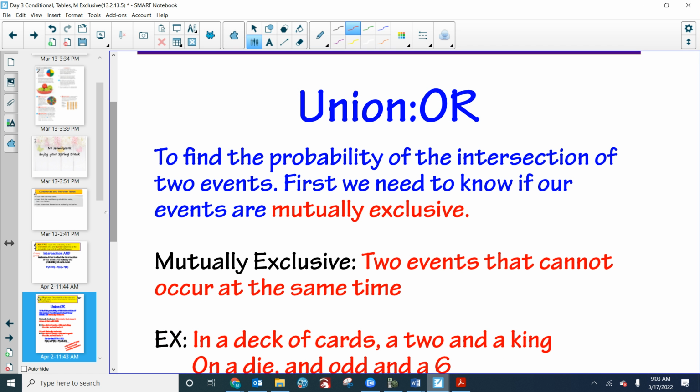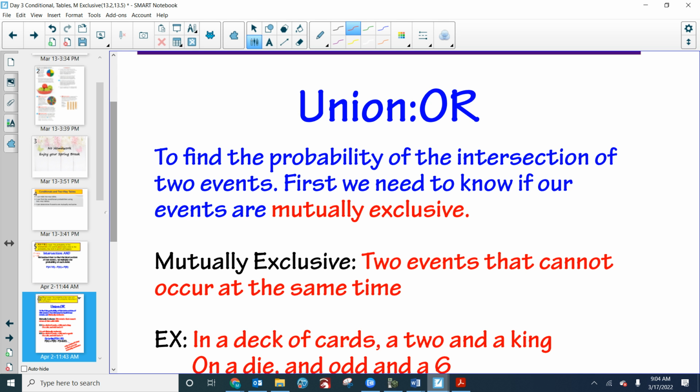Now, here's the confusing thing. I need you to listen carefully. To find the probability of the intersection of two events, we need to know if the events are what's called mutually exclusive. I'm going to use that road analogy a couple times today. Are Market and 619 mutually exclusive? No, they're not. They cross. They share space.